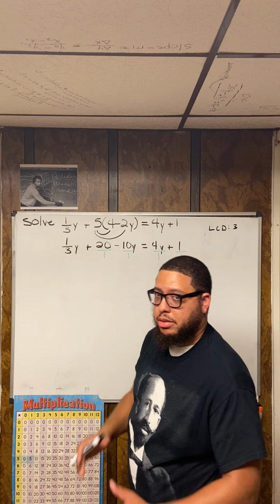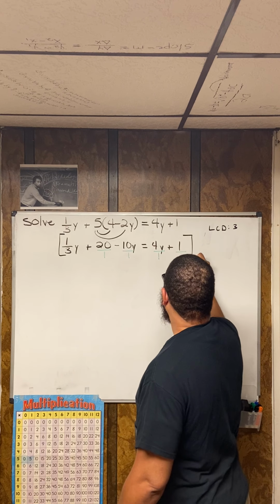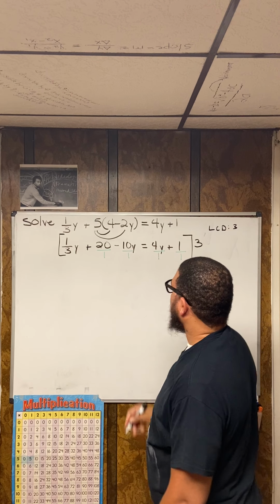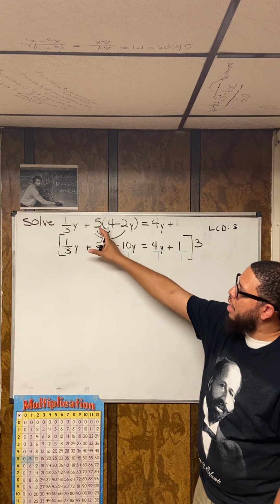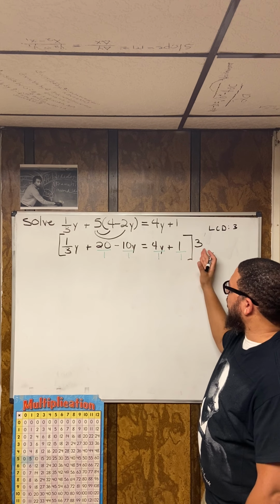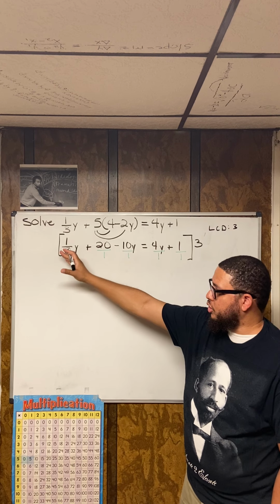And then I draw brackets, my next step, because we're doing this one step at a time. I draw brackets around the whole equation, and then I write a 3 outside. Now that means I'm going to multiply, just like how I multiplied 5 by everything inside these parentheses, I'm going to multiply 3 by everything inside of these brackets, one term at a time.